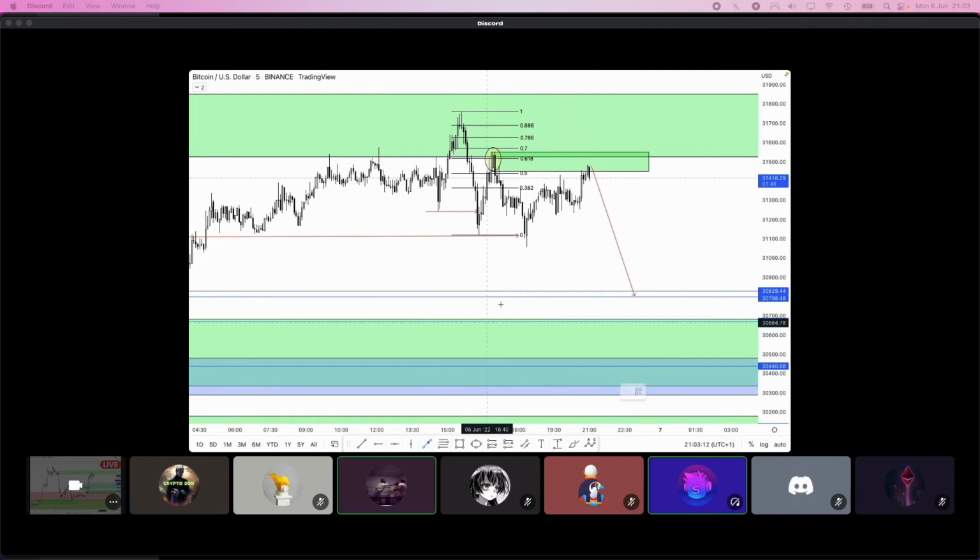Yeah, I like that. I just see someone long 5 million worth of Bitcoin literally at that 31,300 or that top candle there, just like right before it when you start speaking about it.